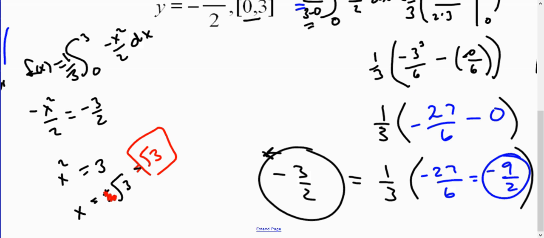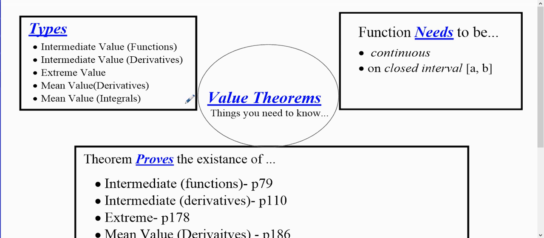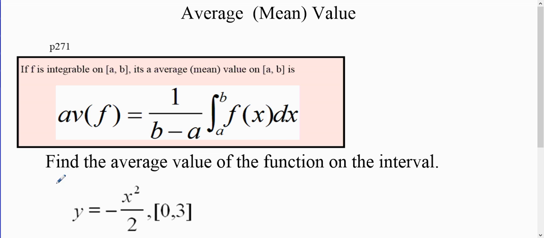If you need to see this, these are all the value theorems. The key thing is everything needs to be continuous on a closed interval. For our average value theorem right here, the average value of the function should equal the function's value somewhere on this interval. I hope this helps you understand the average value theorem and how to find the average value of a function.